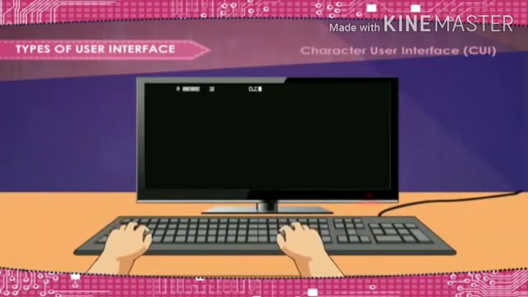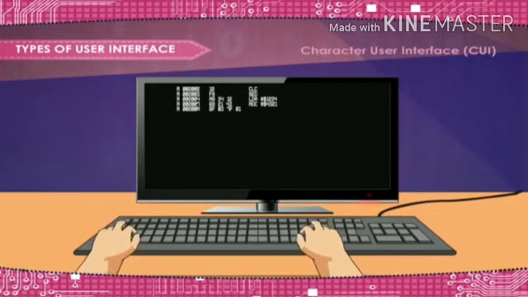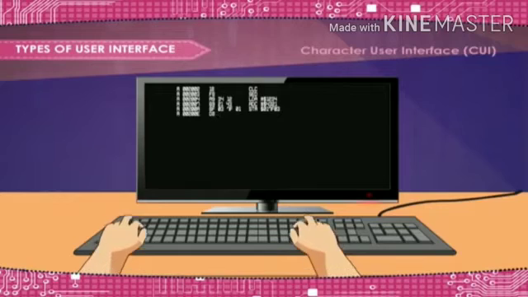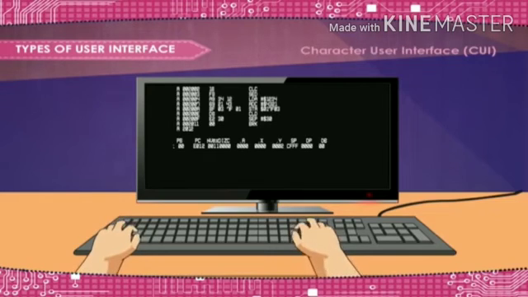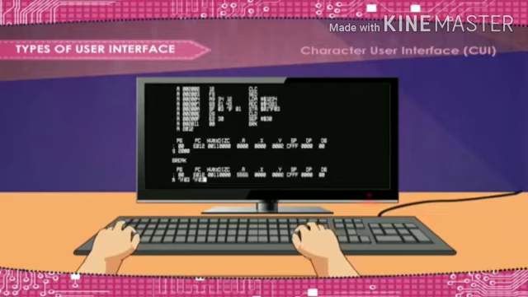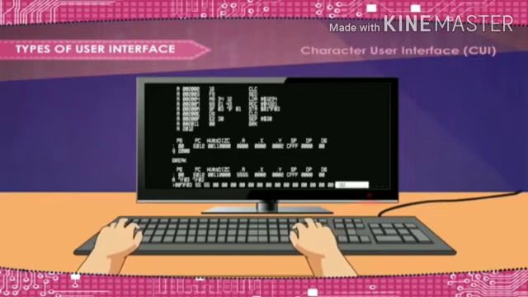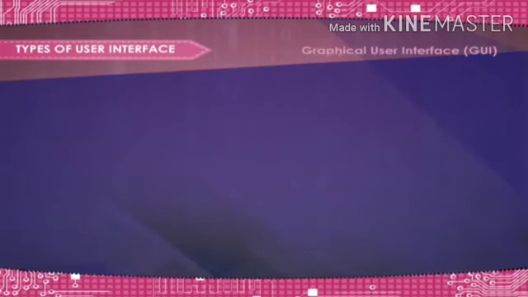Character User Interface or Command Line User Interface (CUI) is a prompt used to interact with computer programs. It works by allowing the user, client, to issue commands. It provides an easy way to implement programming scripts. Example: MS-DOS, Unix, etc. Graphical User Interface (GUI).